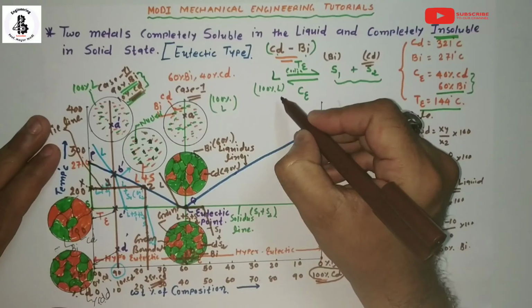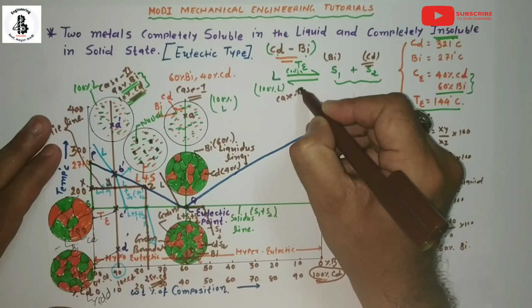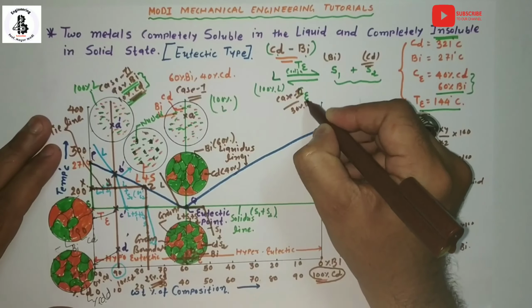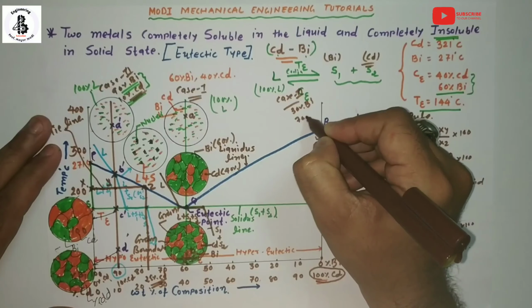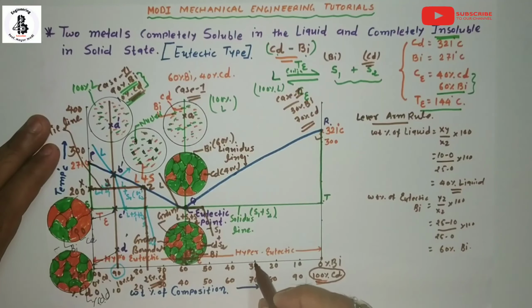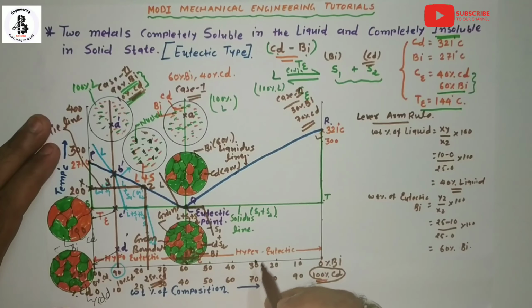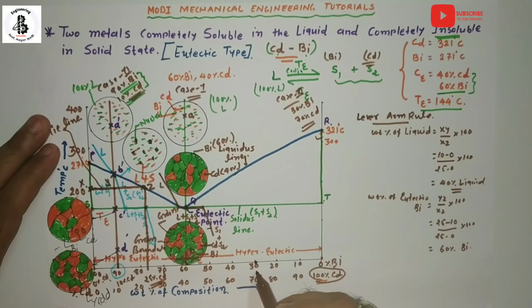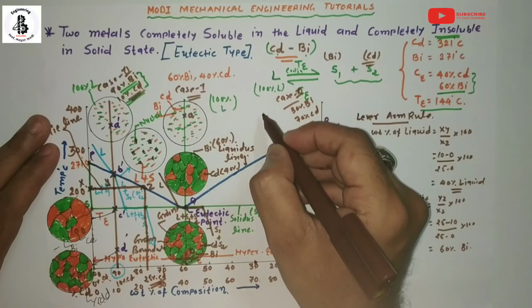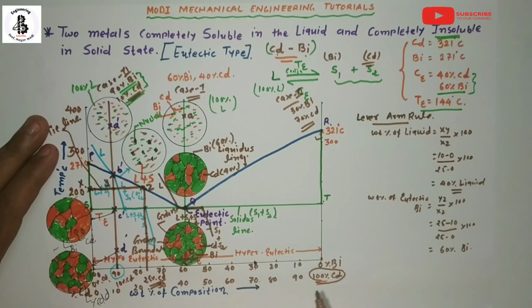So this is case number 3, which has 30% bismuth and 70% cadmium. You can see this is the point. From this composition line, I would like to draw one vertical line which will represent the transformation line.